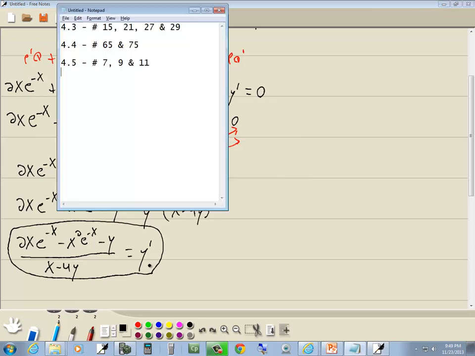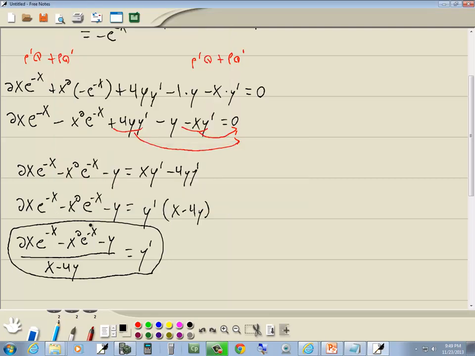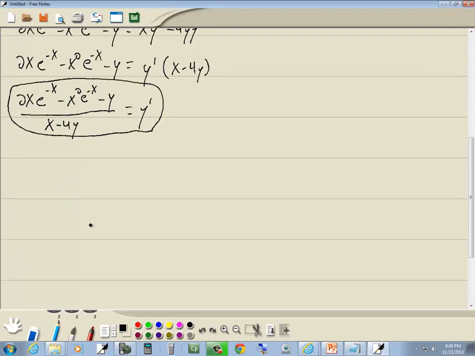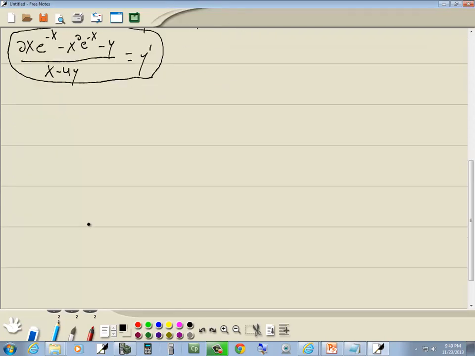Assuming no math error. Let's see, 29 we just did. Next section, 65. Okay, so this is number 65.